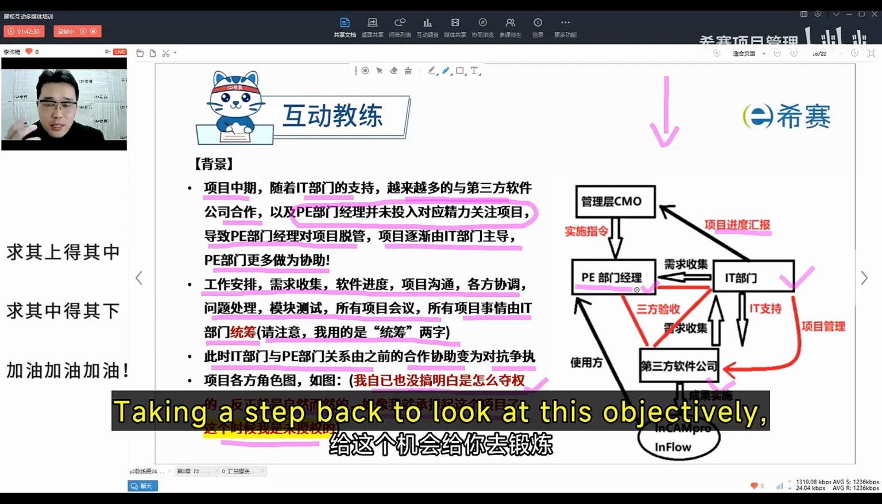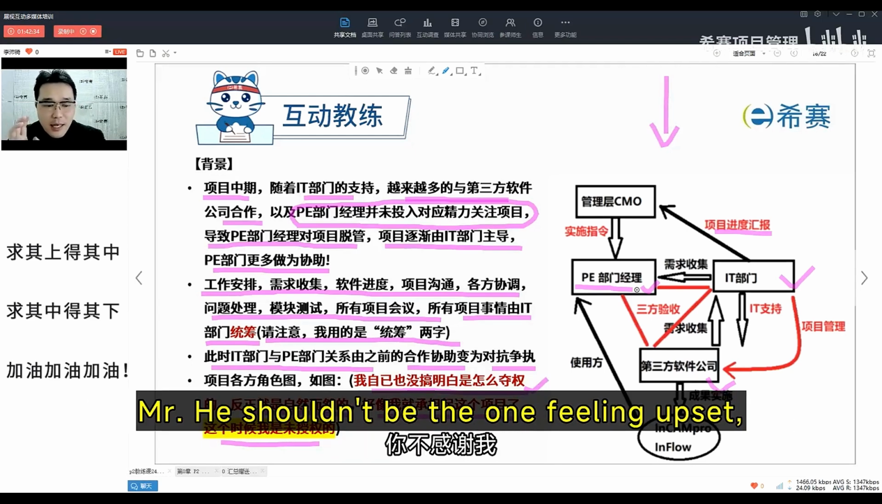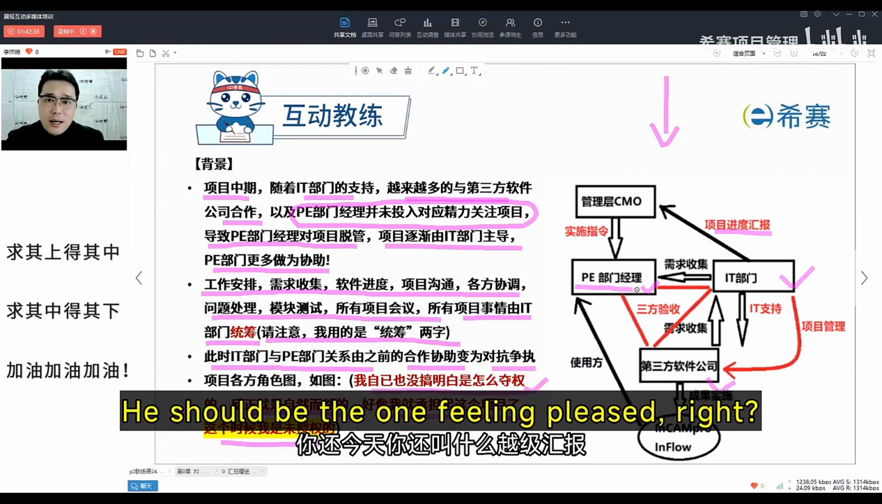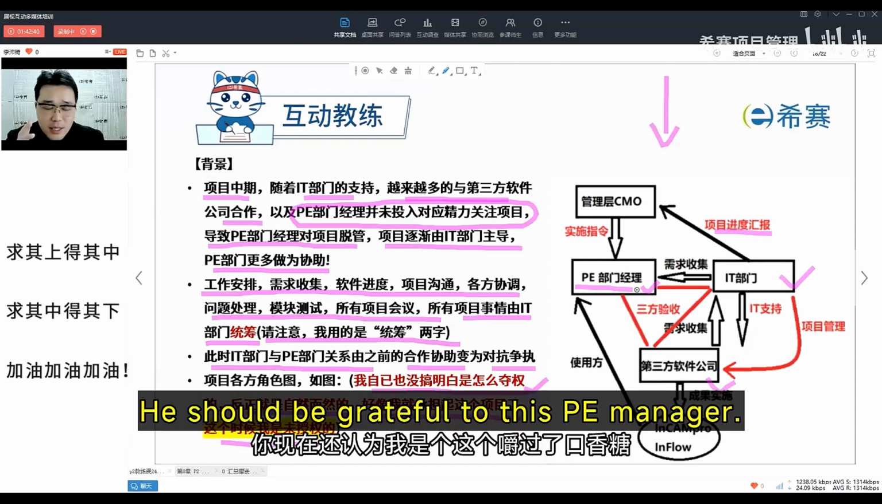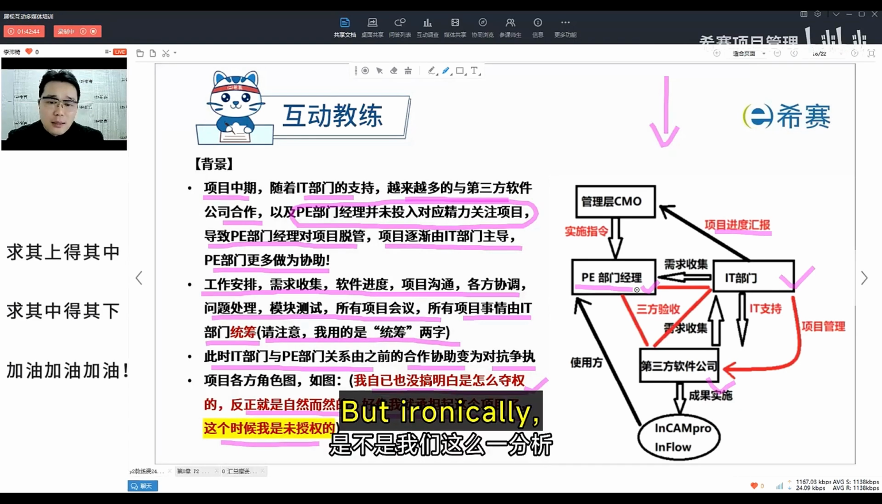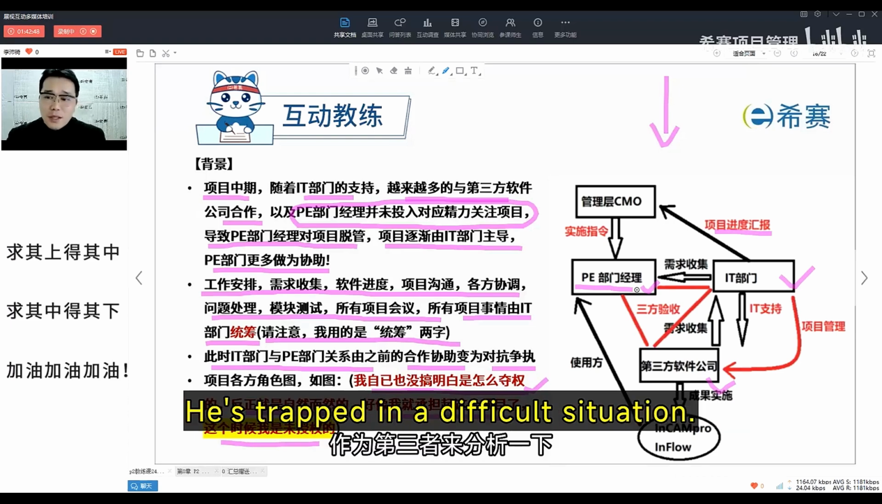Let's break this down, shall we? Taking a step back to look at this objectively. If we look at this from an outsider's perspective, Mr. He shouldn't be the one feeling upset. He should be the one feeling pleased, right? He should be grateful to this PE manager. Don't you think? But ironically, because he failed to learn the P2 process, he's trapped in a difficult situation.